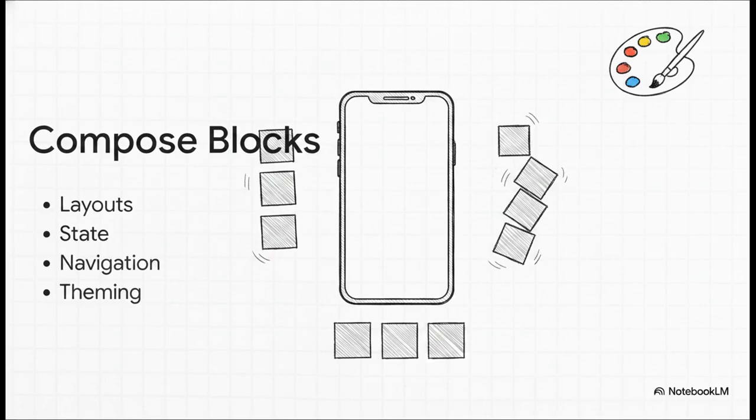Now, to build that screen, we use Compose's fundamental building blocks. Think of it like Lego. Vertical lists of items are wrapped in a column. Horizontal lists, like our operation buttons, just go in a row.